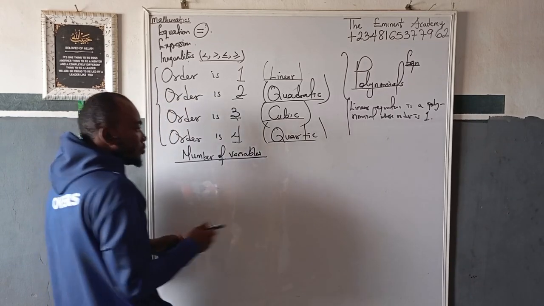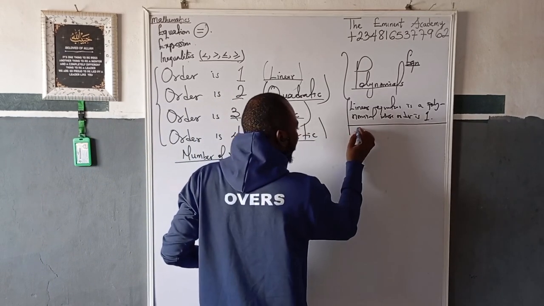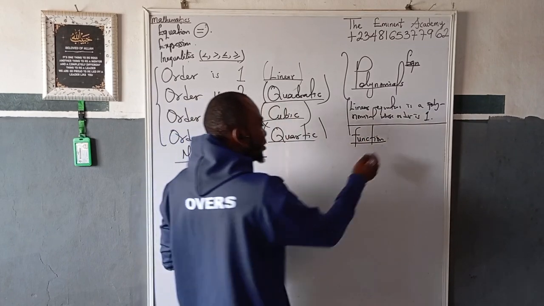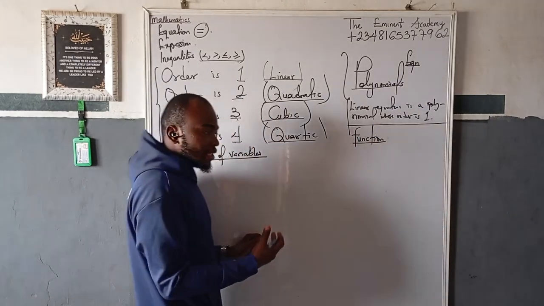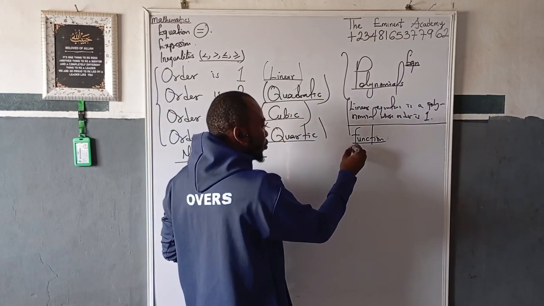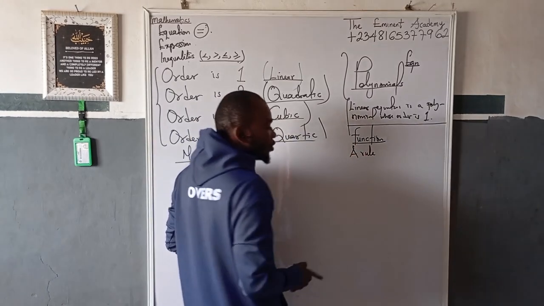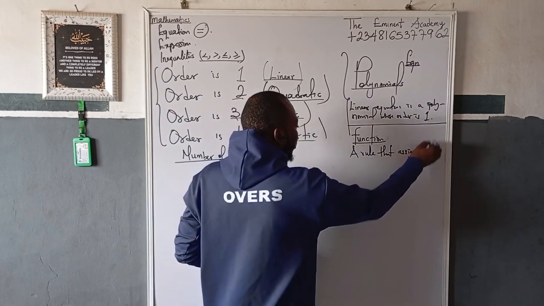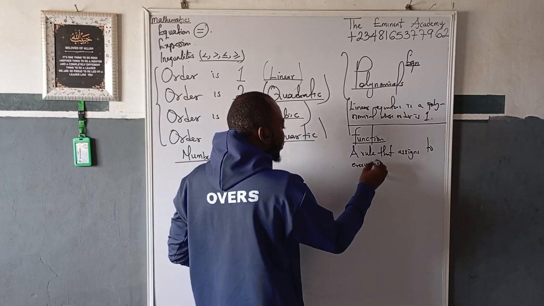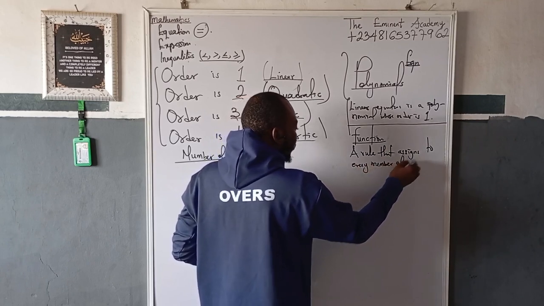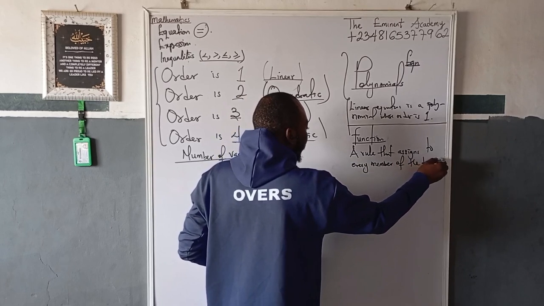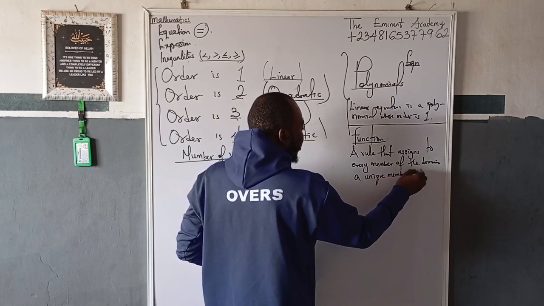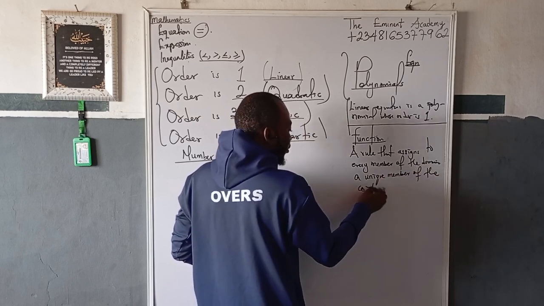That will take us to, just to have a hint of something we'll call a function. When we say function, the literal meaning of function is usefulness. But in mathematics, a function is a rule that assigns to every member of the domain a unique member of the codomain.